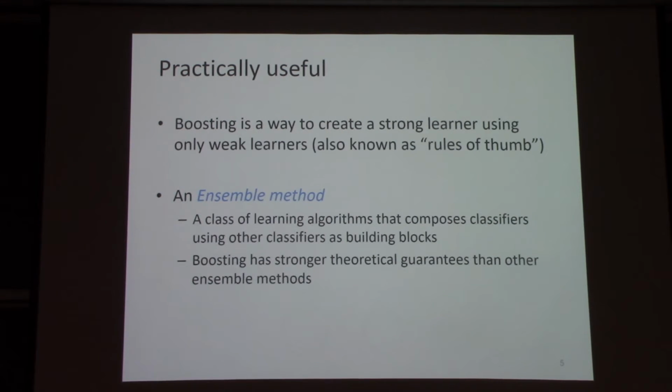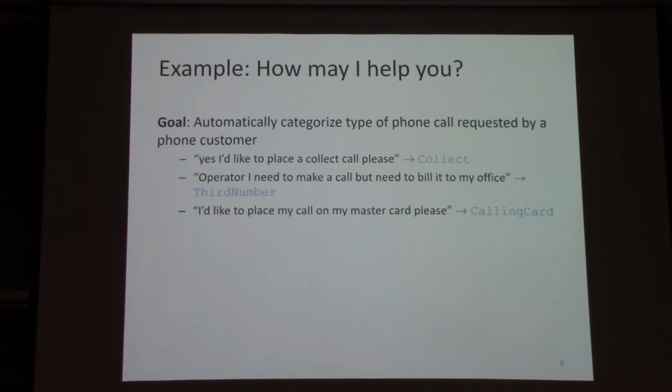In general, an ensemble is a kind of learning algorithm, a way of generating classifiers that uses other classifiers as its building blocks. So you train a bunch of classifiers and somehow glue them up into one meta classifier that makes the final decision by consulting all these other elements of the ensemble. So think of it as a committee. And boosting is an ensemble method that has strong theoretical guarantees.